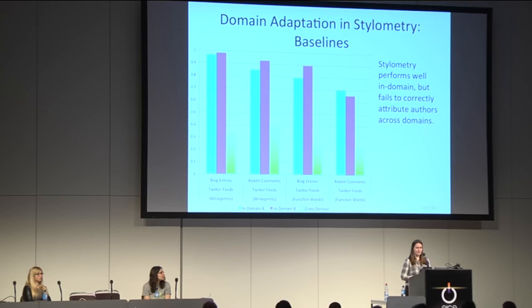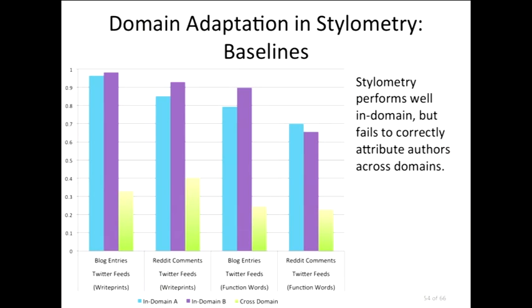The green lines are the cross-domain results. So you can see that there's a huge drop in accuracy. So it's if we're testing on blogs or training on blogs and then testing on Twitter feeds, or training on Reddit comments and testing on Twitter feeds. And so you can see that we do very poorly and that these results are unacceptable using the first 2 methods, which are write prints and then the careful feature selection of function words. So what do we do about it?